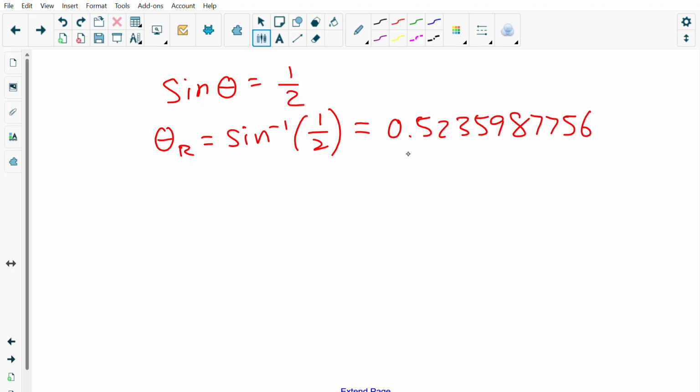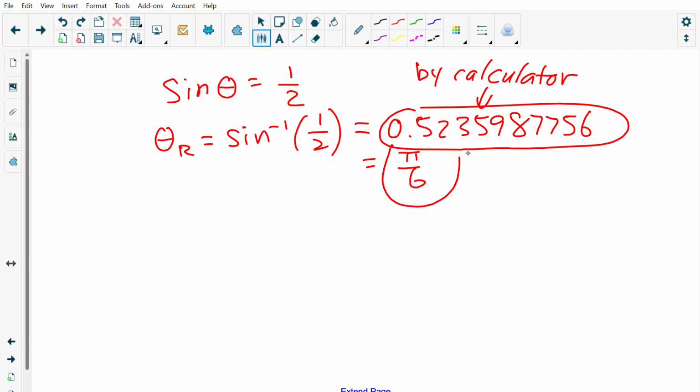0.5235987756, which is pi over 6, folks. So if I do pi divided by 6, that's the value, if this is by calculator. If you just rely on the calculator and you stop and say, oh, and you happen to know that's pi over 6, and you say you're done, well, this is only part of the solution.